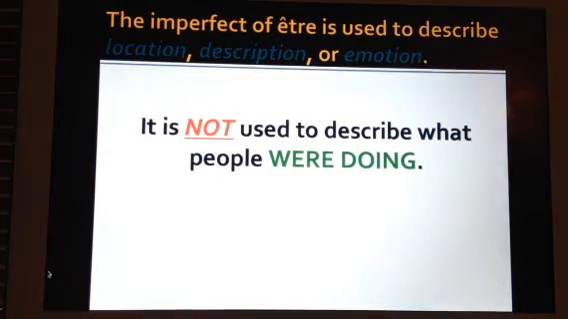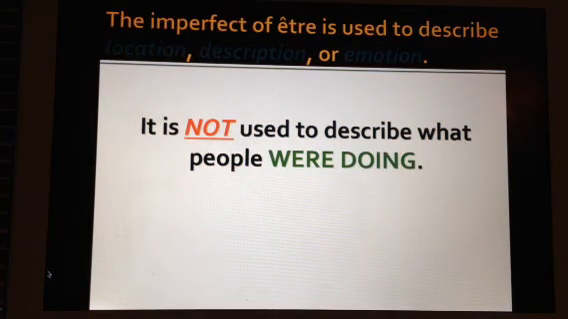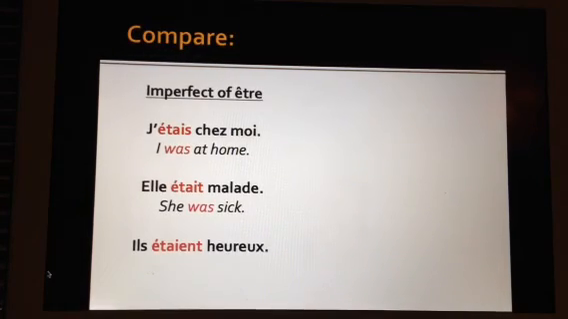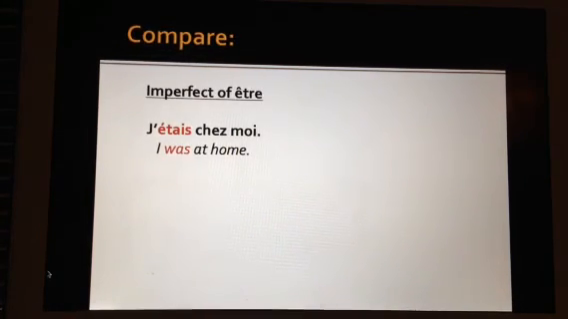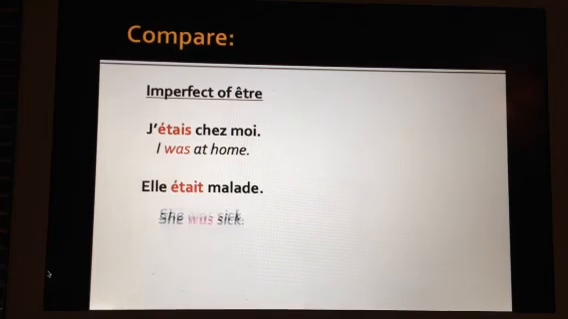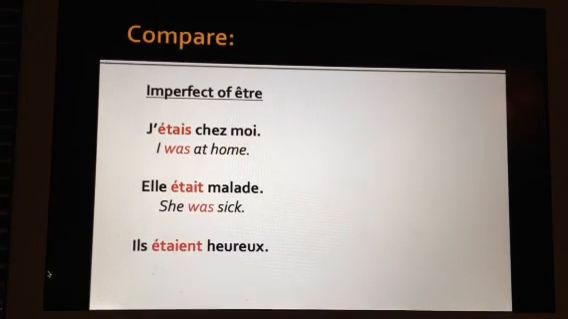Okay. So the imperfect of être is used to describe location, description, or motion. It is not used to describe what people were doing. That's an action verb. And so, like, I was playing would be je jouais. You don't use être for that one. So here are some examples of those. The imperfect of être would be used in these cases. J'étais chez moi. I was at home. Elle était malade. She was sick. Ils étaient heureux. They were happy. So those are some examples of location, description, emotion. Again, it's not used to describe what people were doing.